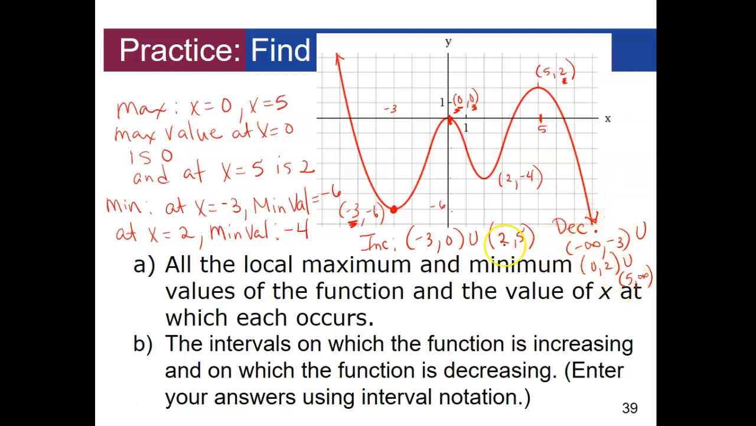Again, these should only be x coordinates, because each of these maximums and minimums divides our graph into sections. Within each of those sections, it's going to be always decreasing or always increasing.